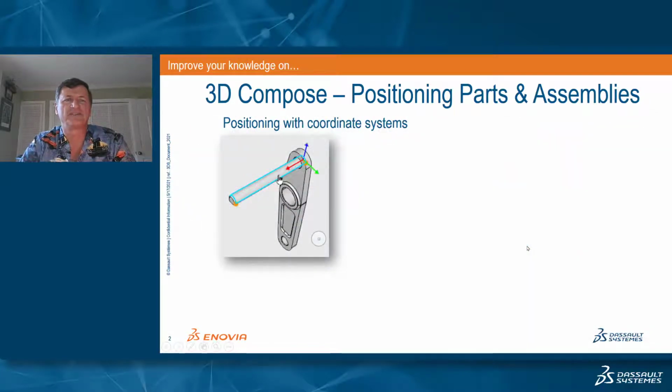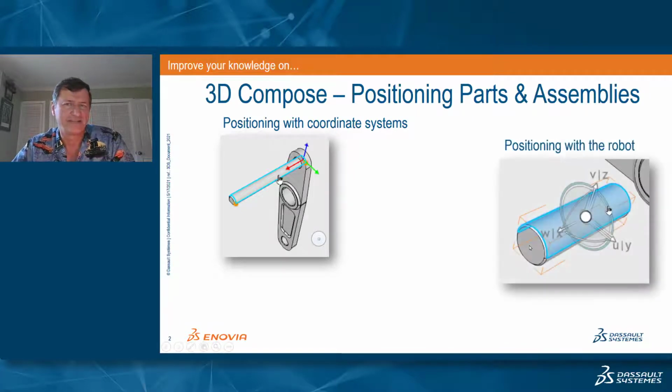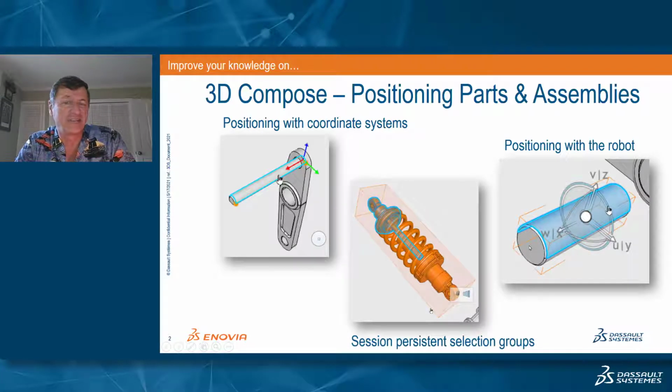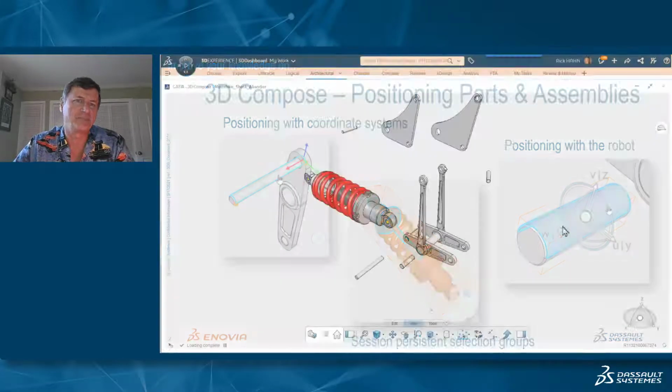In specific, there's really three useful points I want to touch on. First is the ability to position with coordinate systems. Secondly, positioning with the robot. And lastly, using selection groups, persistent groups you can establish while you're working. So let's dive right into an example here.